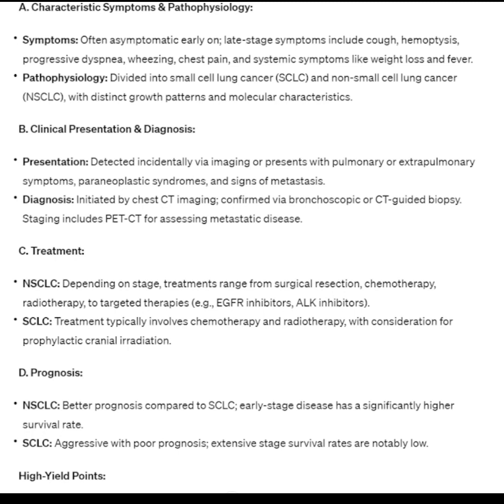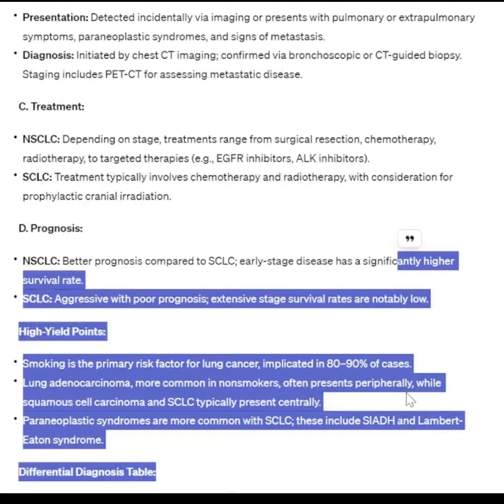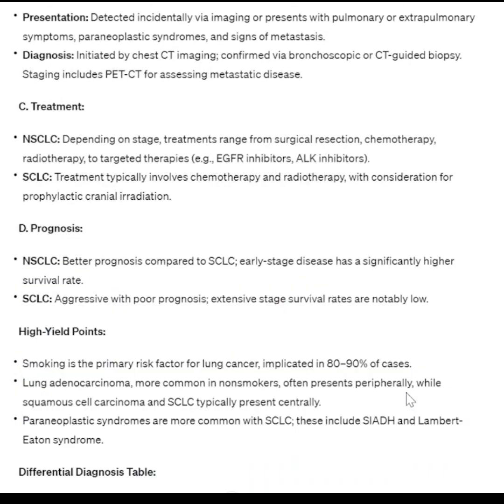Pathophysiology: divided into small cell lung cancer, SCLC, and non-small cell lung cancer, NSCLC, with distinct growth patterns and molecular characteristics. B. Clinical presentation and diagnosis. Presentation: detected incidentally via imaging or presents with pulmonary or extrapulmonary symptoms, paraneoplastic syndromes, and signs of metastasis. Diagnosis: initiated by chest CT imaging, confirmed via bronchoscopic or CT-guided biopsy. Staging includes PET-CT for assessing metastatic disease.